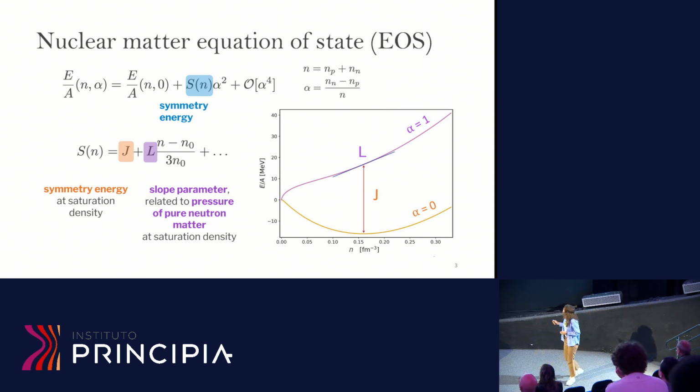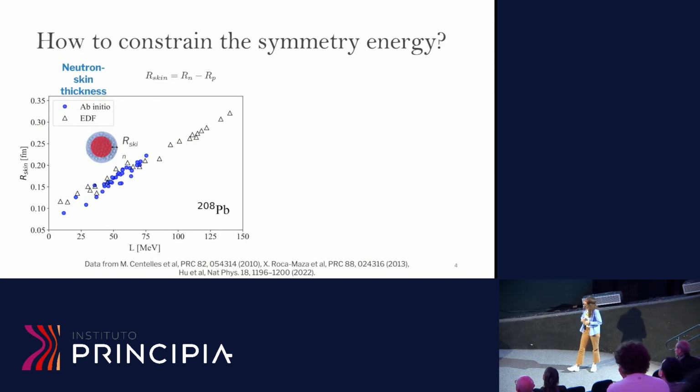The importance of the slope parameter is very clear from the picture, because here you see that it is basically the slope of the equation of state of pure neutron matter at saturation density, and so it is directly related to the pressure of pure neutron matter at saturation density. And so J and L are important parameters determining the nuclear matter equation of state, and so we want to constrain them. And a way to do that is to look at quantities that can be measured in the lab. One of them is the neutron skin thickness.